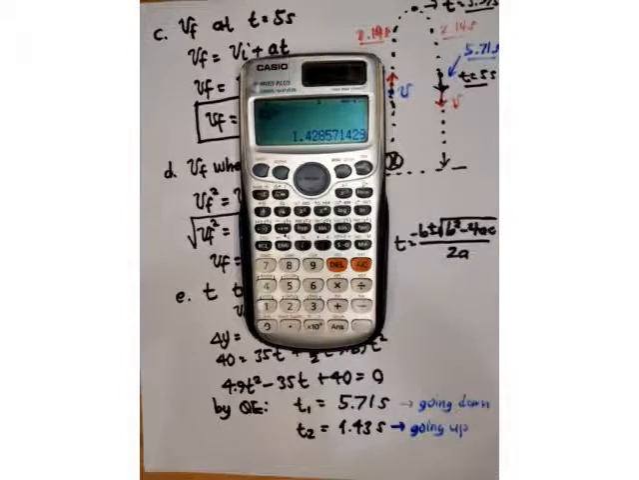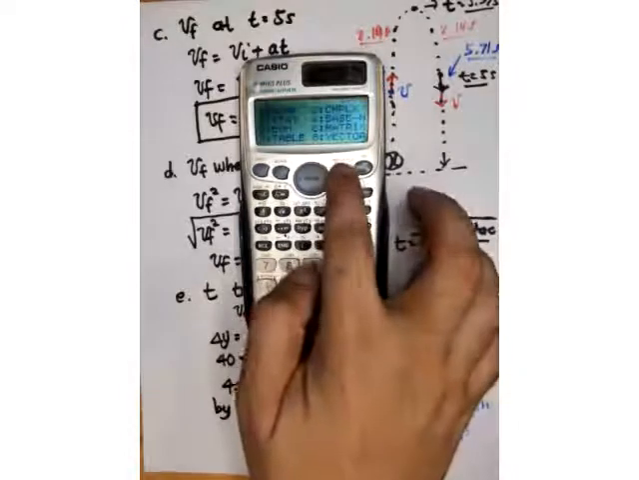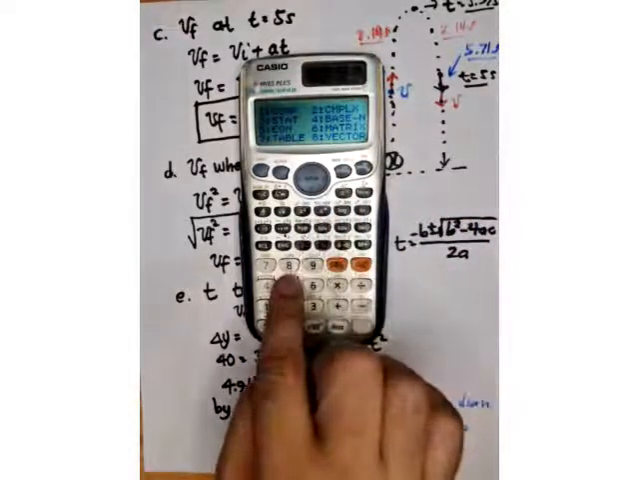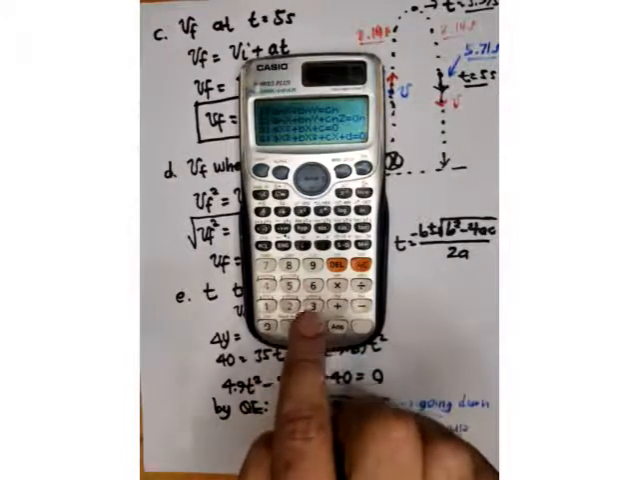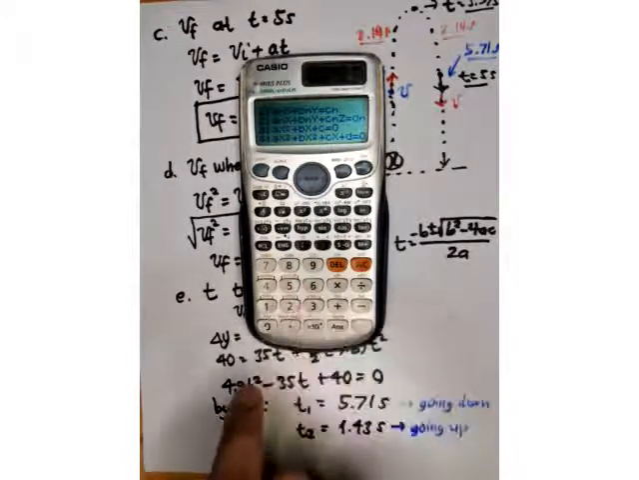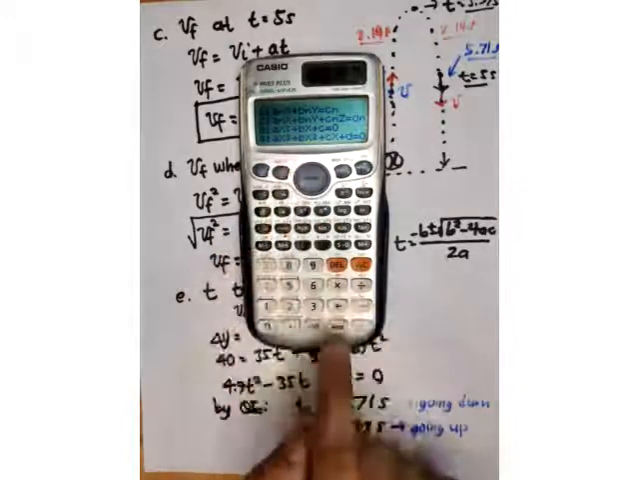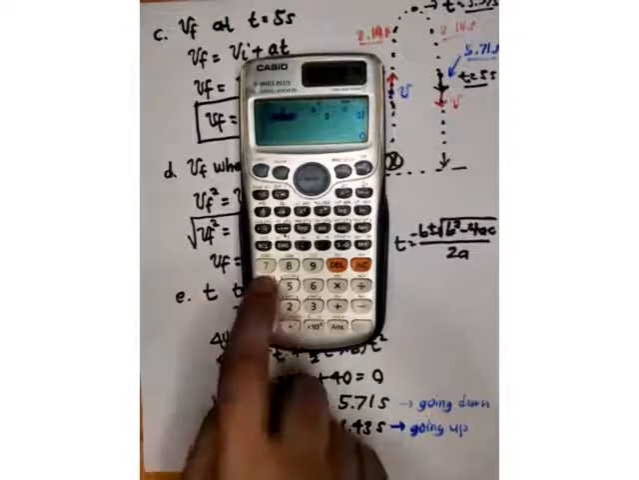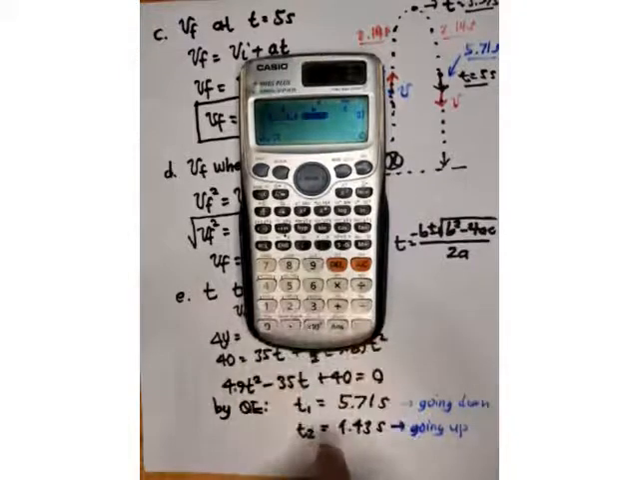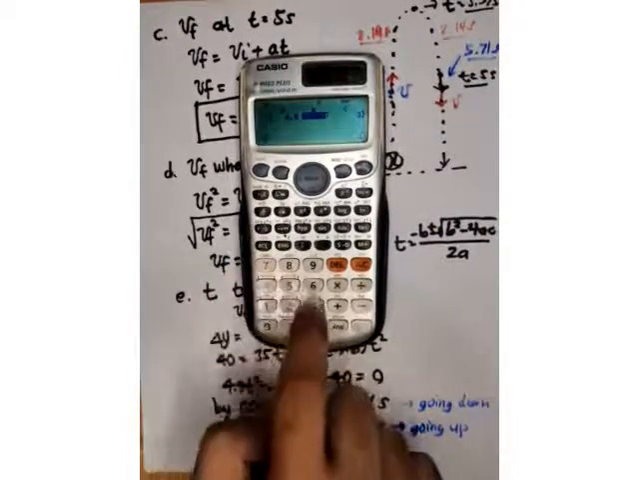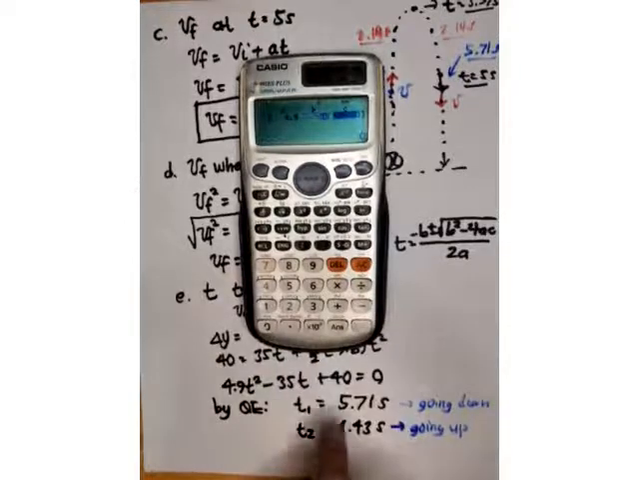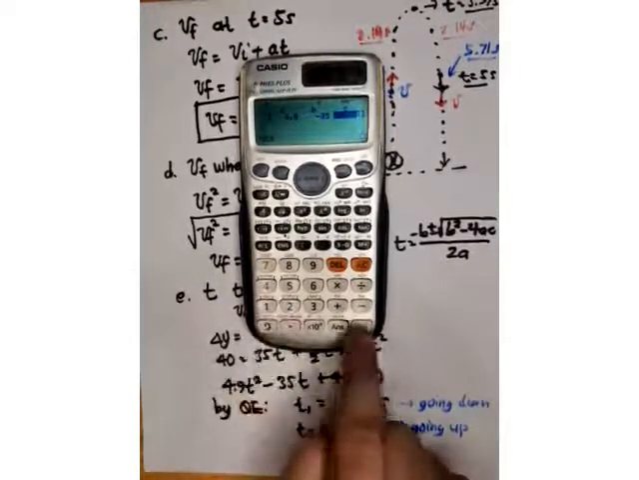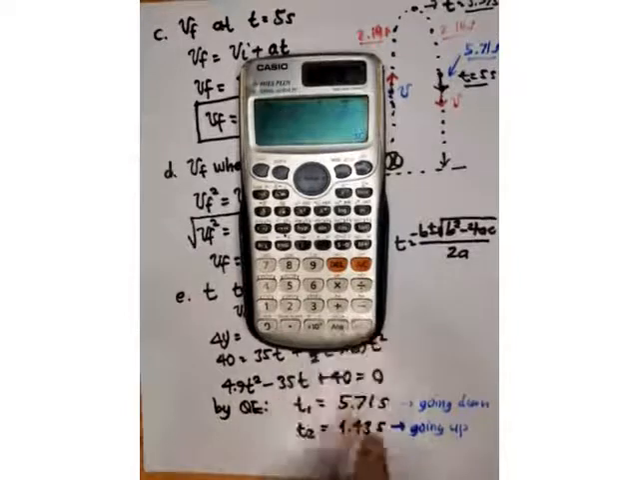Charles, David, Jan Darrell, press mode 5. I've recorded it already. Then 3. Then you select the quadratic equation, the one that looks like it. On the calculator, you only type the coefficients. For A, type 4.9 and press equals. Then negative 35, equals. Then 40, equals. And then press equals.